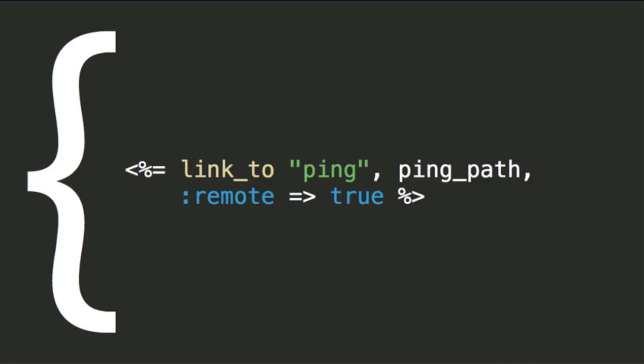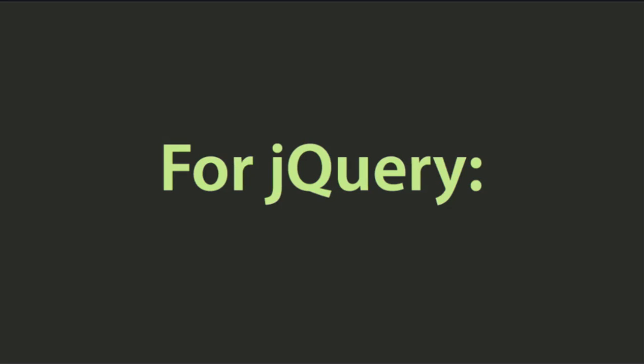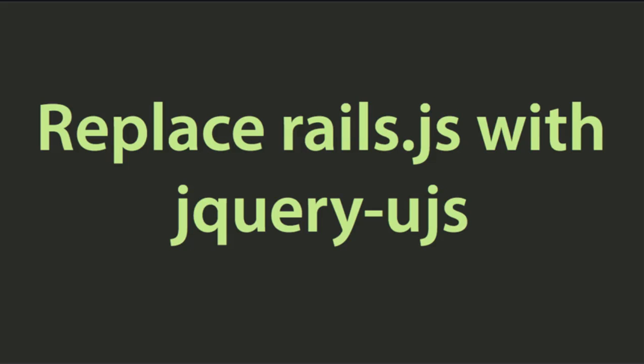But you really do want to upgrade to this, and that will also allow you to use jQuery. The old link to remote only worked with Prototype. The new link to with remote true works with jQuery as well. And if you want to use jQuery, all you need to do is replace the rails.js that comes with Rails and is in the JavaScript directory with the rails.js from the jquery-ujs repository in the Rails project.